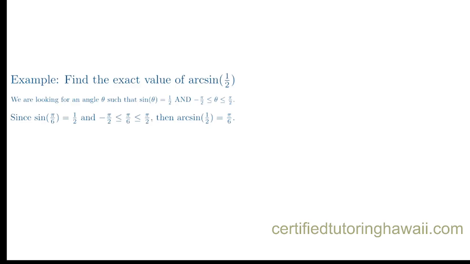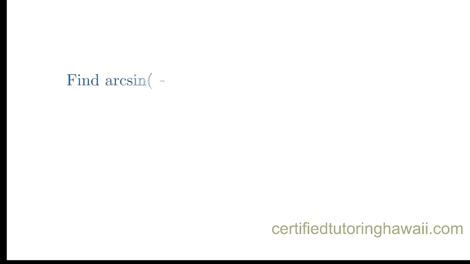Let's try another one. How about the arcsine of -1? We're looking for the angle theta in the interval from -π/2 to π/2, where sine of theta equals -1. Scanning the unit circle in the fourth quadrant, or looking at the graph of restricted sine, we see that the angle is -π/2. It's perfectly within our range. Therefore, the arcsine of -1 is -π/2.